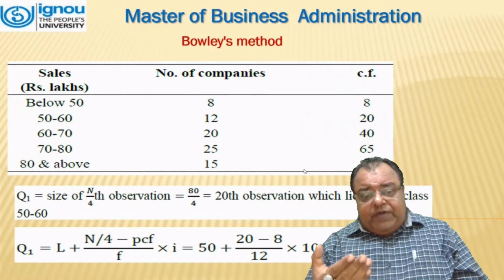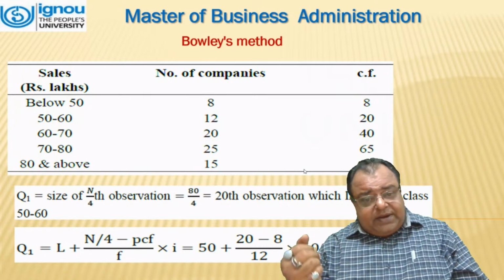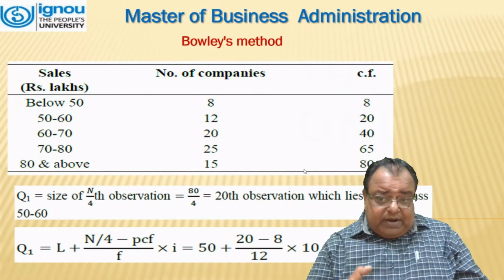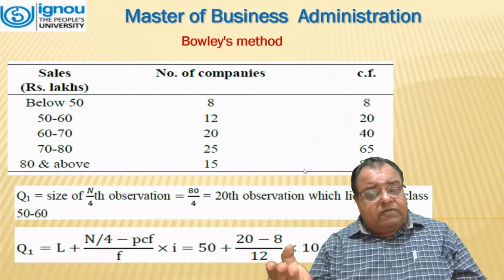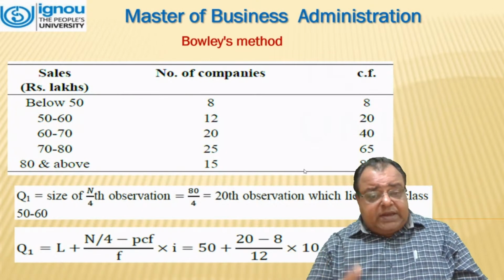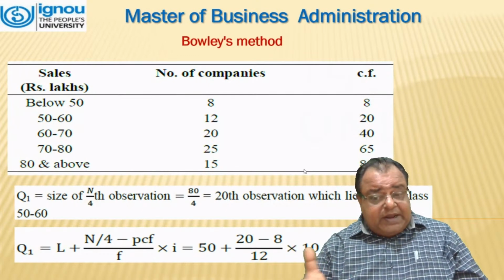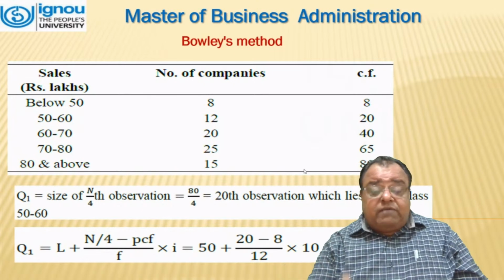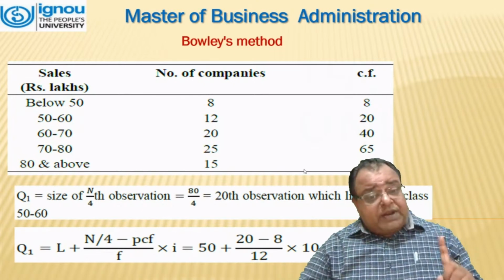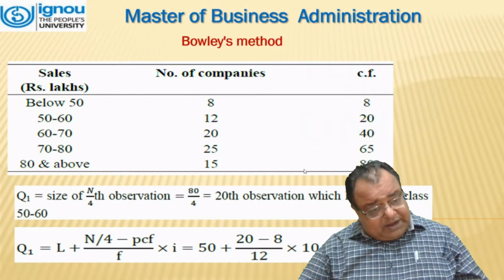In front of 8, the first value you write 8, and in 8 add 12, so you are going to get the respective value of 20. In 20 add 20, you are going to get 40. 40 plus 25 is 65, and 65 plus 15 is 80. When you sum up all these values of the number of companies, you will get 80.